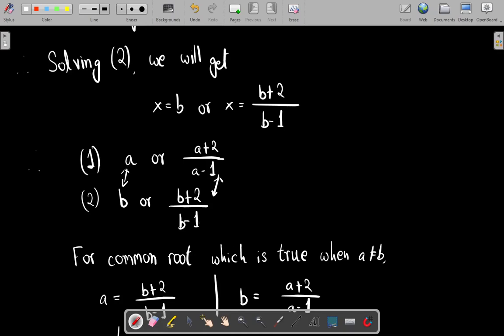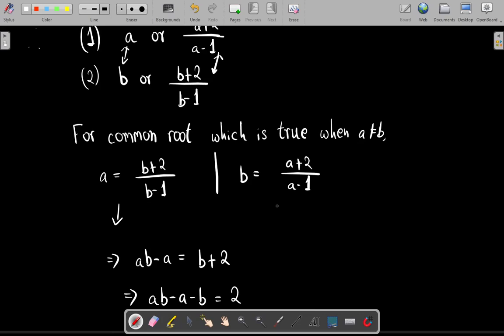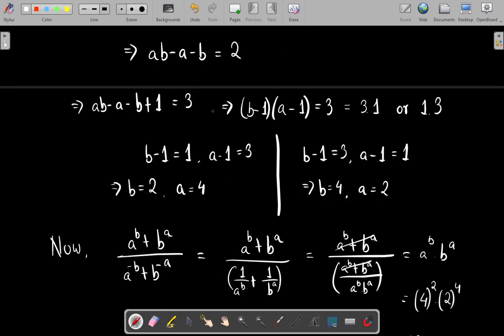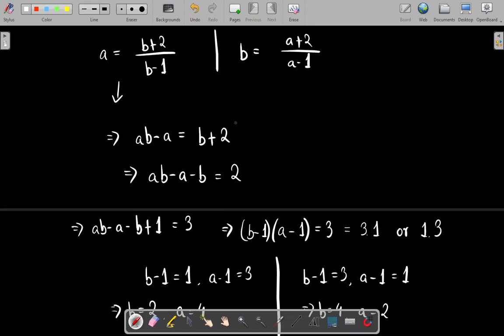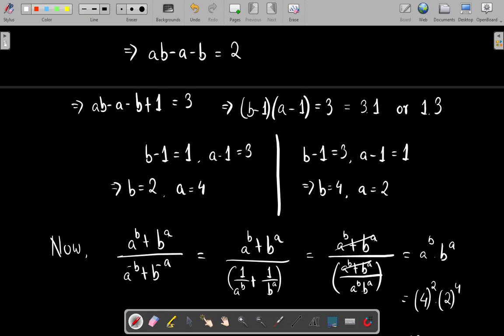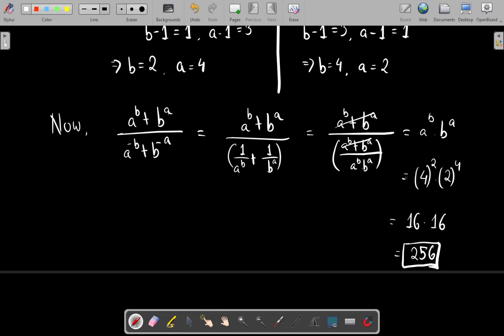this a with this expression, or we have to equate this b with this (a plus 2) divided by (a minus 1) expression. So from there, with further simplifying, we get the product (a minus 1) times (b minus 1) equal to 3, which can be either 3 times 1 or 1 times 3. So from there we get either a is 4, b is 2, or a is 2, b is 4. Either way, this product comes out to be equal to 256. So this is the final answer.